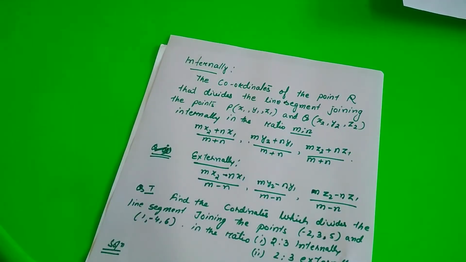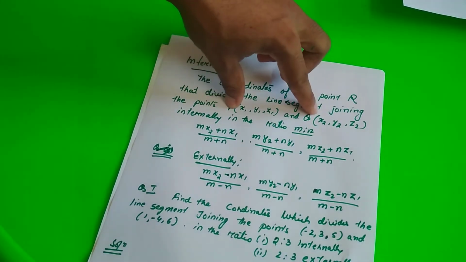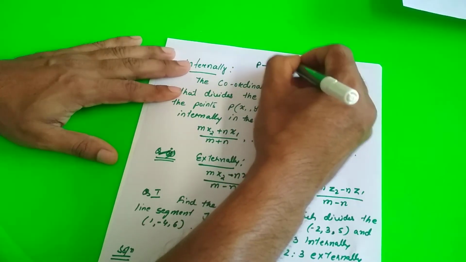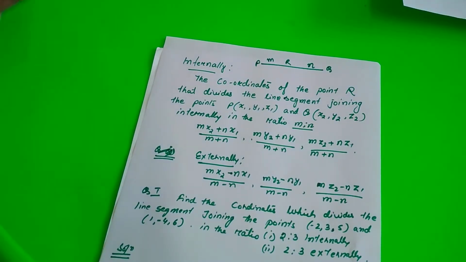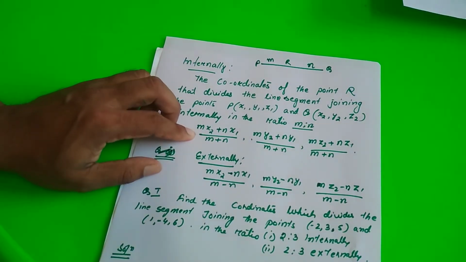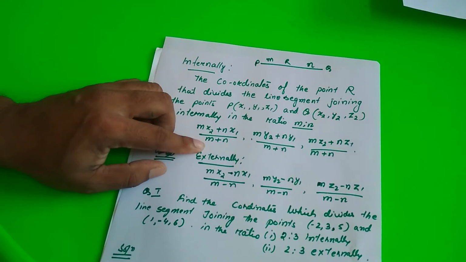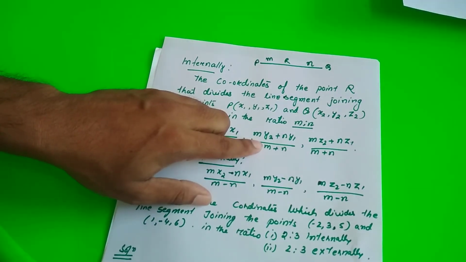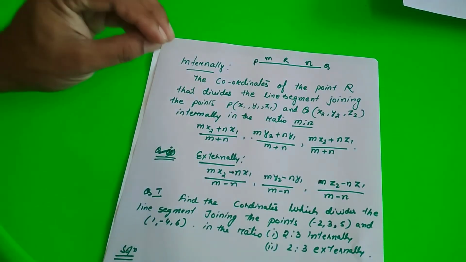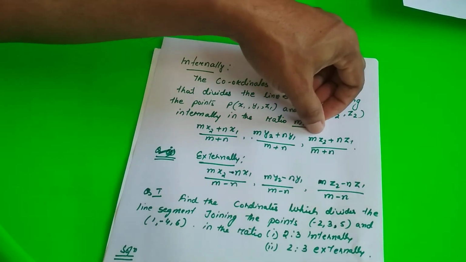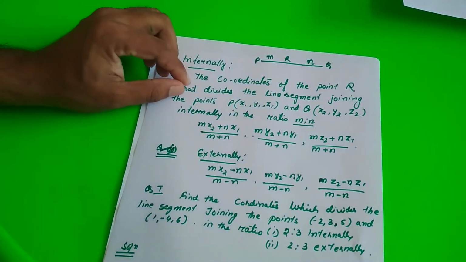So when it talks about internally, let R be a point dividing the line segment PQ in the ratio m and n. When you have the word internally, the first coordinate of R is (m x2 plus n x1) divided by (m plus n). The second is (m y2 plus n y1) divided by (m plus n), exactly similar to the section formula. Since here we have three dimensions, the third is (m z2 plus n z1) divided by (m plus n). Clear?